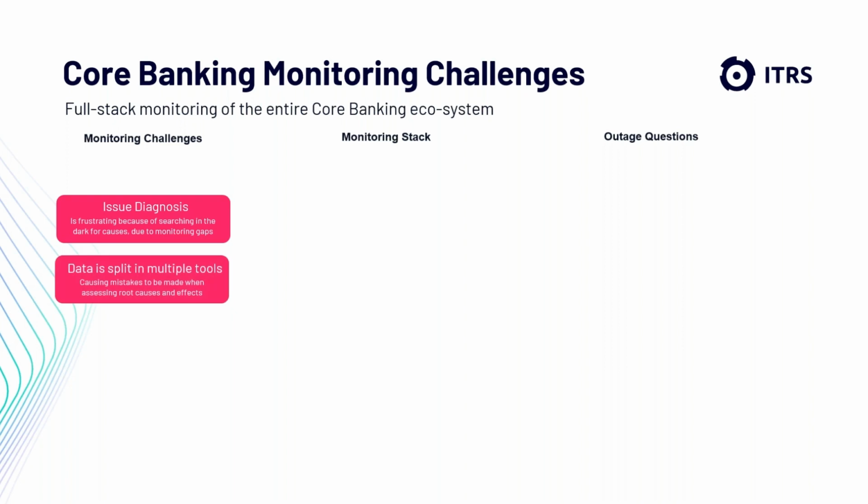Which is where your data comes in, and then your data is split. Even if you do have everything covered, it's split between those tools. So it causes mistakes to be made when assessing root causes and effects, especially when you're under pressure and you've got a P1 incident. So you've got gaps in your monitoring, and even if you didn't have gaps, it's going to be split amongst tools.